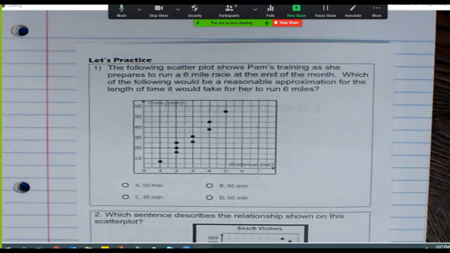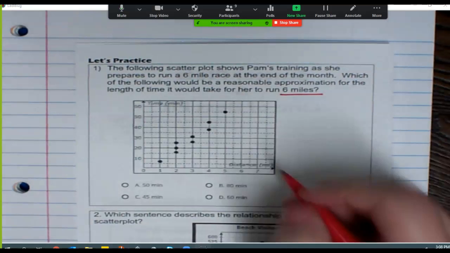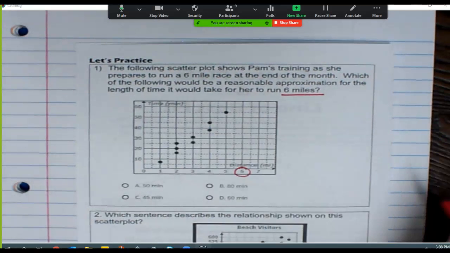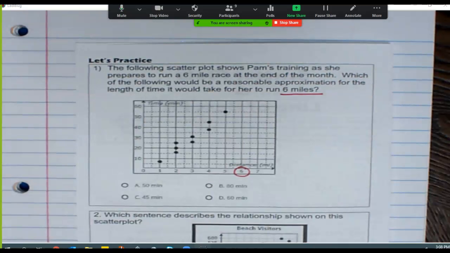All right, question number 1. The following scatter plot shows Pam's training as she prepares to run a 6-mile race at the end of the month. Which of the following would be a reasonable approximation for the length of time that it would take her to run 6 miles? So I'm trying to find out how long would it take her for 6 miles. Well, 6 miles is right here, but there's no dots around here. So what do we need to do? We're going to have to estimate.